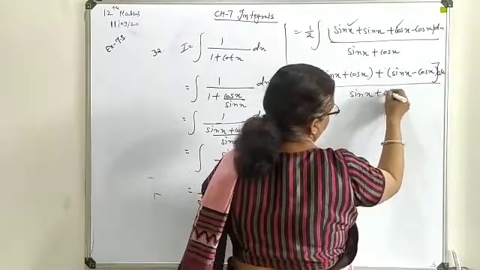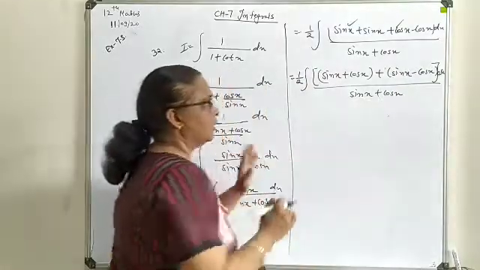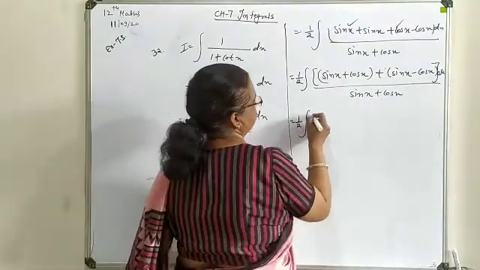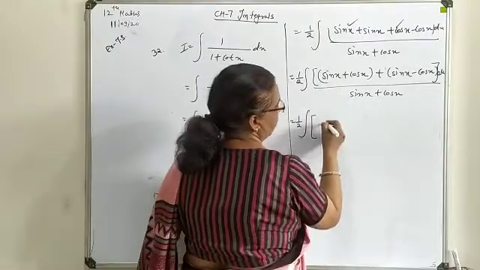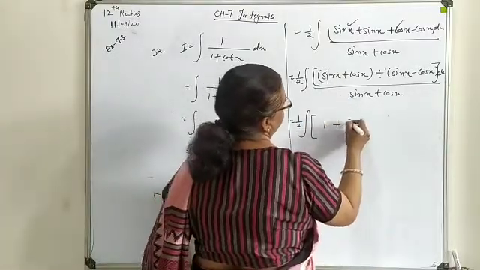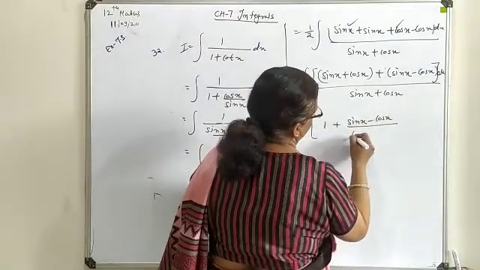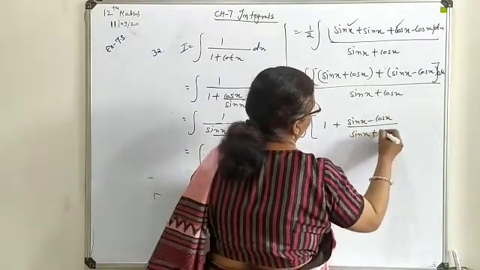Sin x plus cos of x. Now make these 2 brackets separate, keeping 1 by 2 outside. This divided by this generates your 1. Now here this is sin x minus cos of x upon sin x plus cos of x.